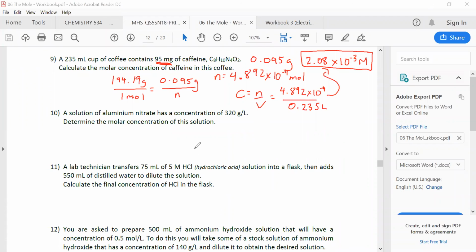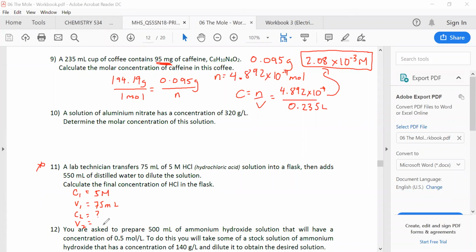And last but certainly not least, we're going to do now number 11. It's what we call a dilution problem. So for dilution problems, I know that I should always list out my variables. C1V1 equals C2V2. And all these quantities are known except for one of them. And the nice thing is, this is 5 molar. This is 75 ml. I don't know my concentration because that's what I'm looking for.